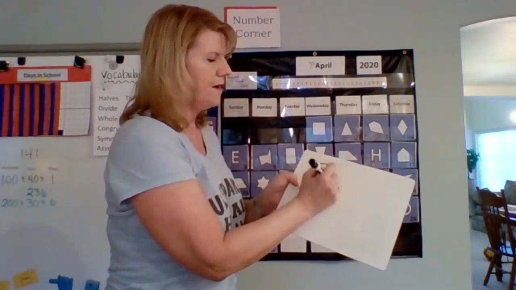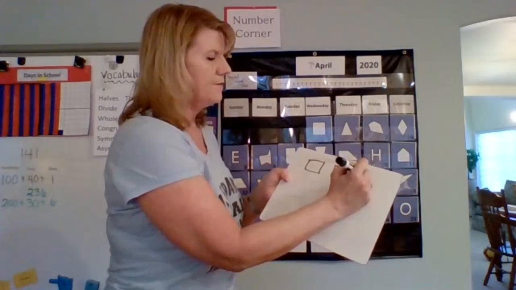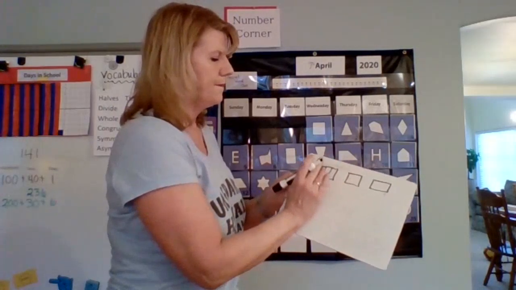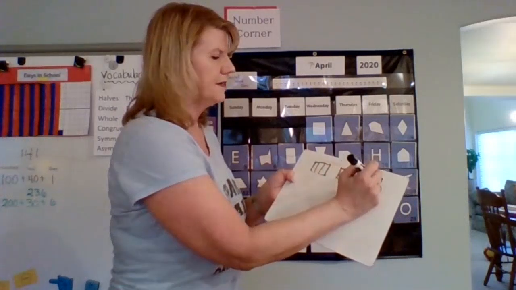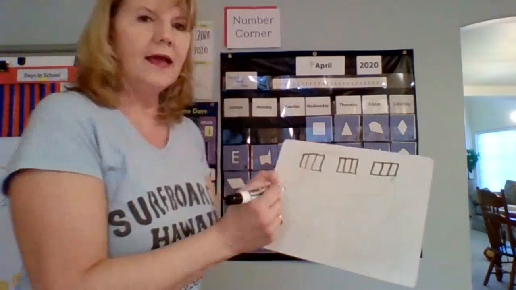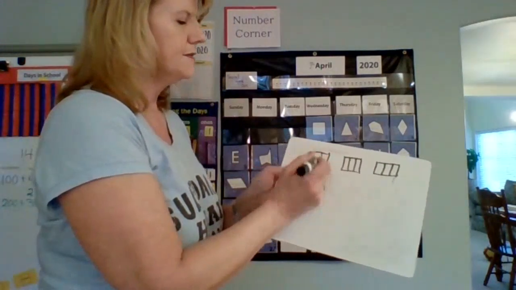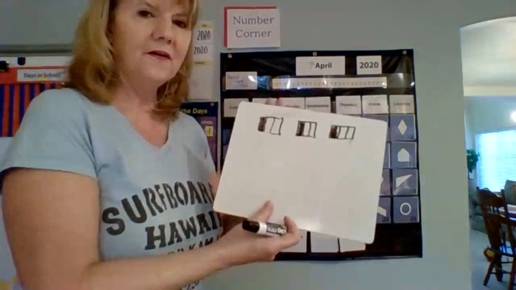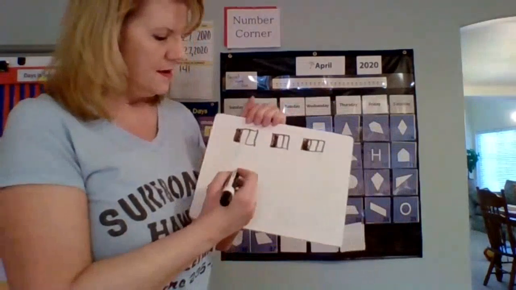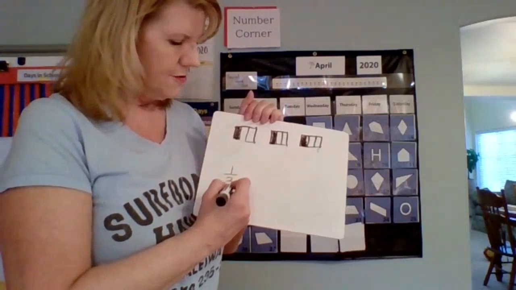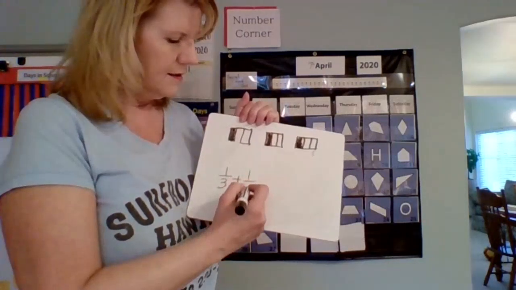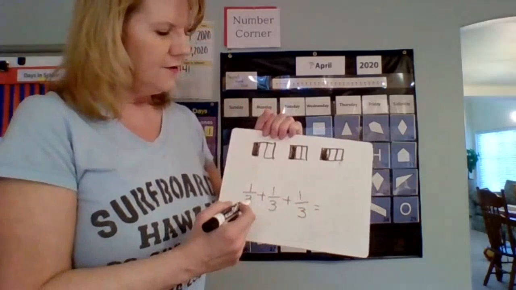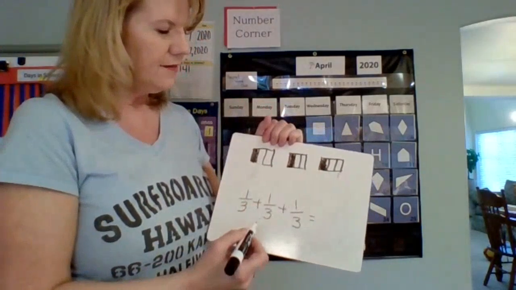Now, for us to do a quick math problem, I am going to draw three squares and divide them into three sections each, and I'm going to color 1/3 on this one, and 1/3 on this one, and 1/3 on this one. Okay, I just wanted to give you a visual, and then I'm going to write 1/3 plus 1/3 plus 1/3. So, we're adding these shapes together.